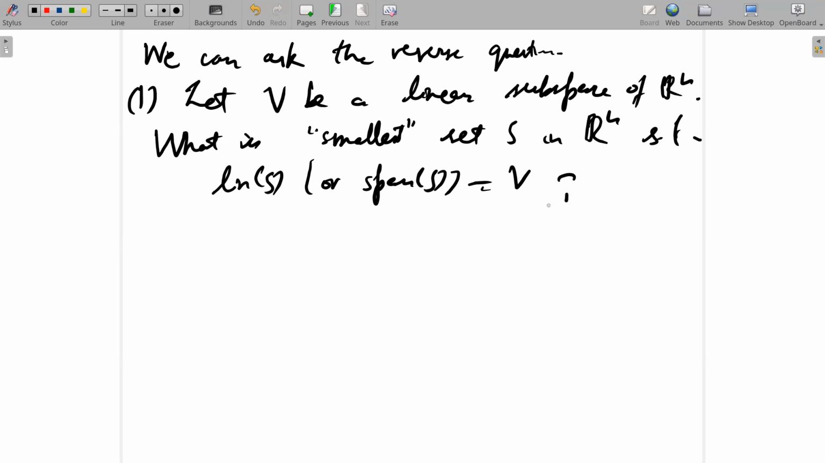So what is the answer to this? Can someone tell me the magic word that you have to use? Basis. Exactly. So you have a finite basis. Rn is a finite dimensional space. Every subspace is also finite dimensional. So you'll have a smallest spanning set, which is finite.